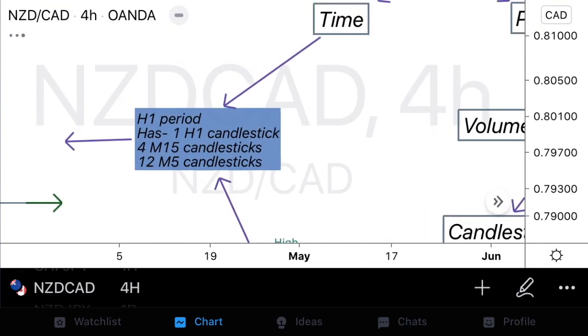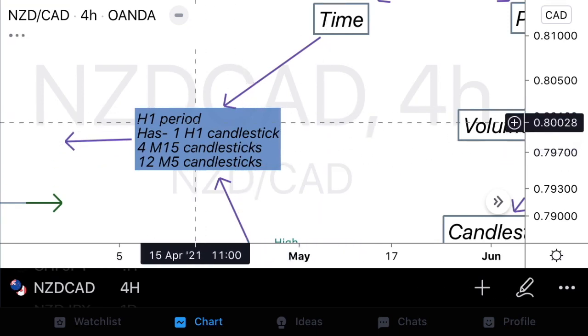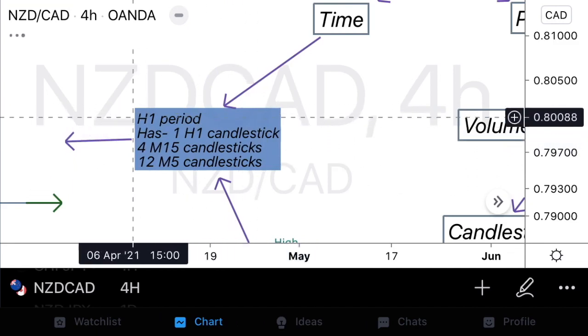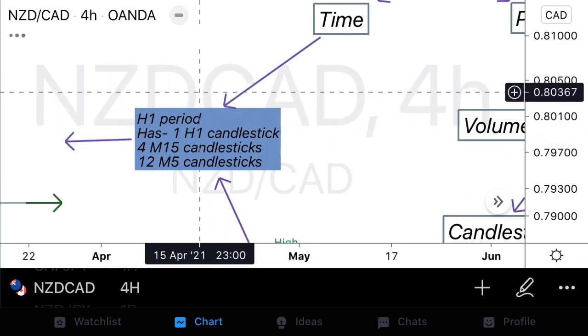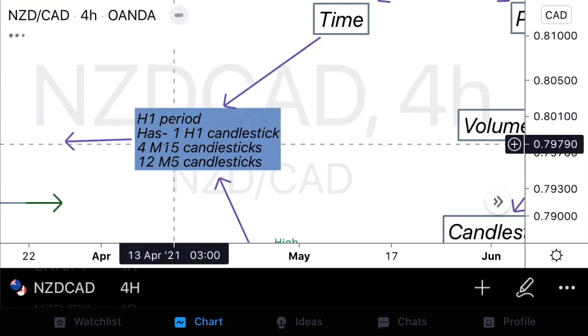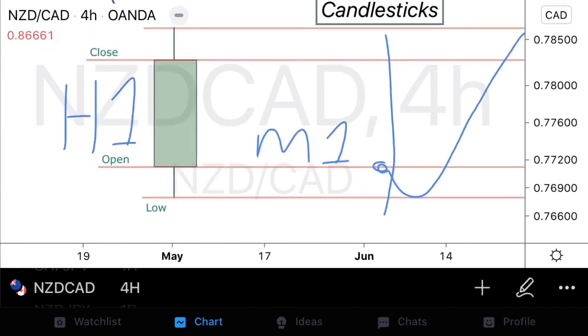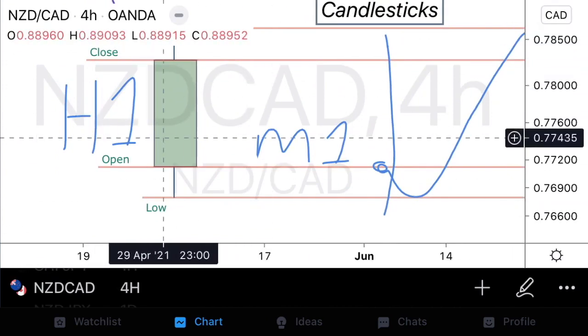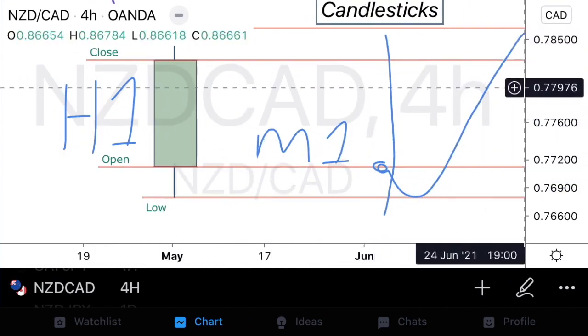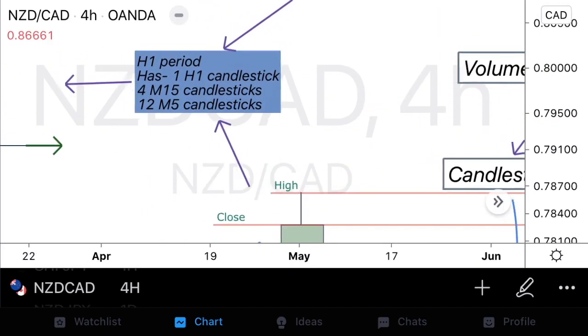Now this is how we introduce the time aspect on our chart or on our time frames. So an H1 period has one 1 hour candlestick. The same H1 period would have 4 15-minute candlesticks. The same 1 hour period, if we looked at it on a 5 minute, would have 12 5-minute candlesticks representing that same piece of information. And like our example, if we looked at it on a 1 minute, this same 1 hour candlestick would have 60 one-minute candlesticks representing that one piece of data.